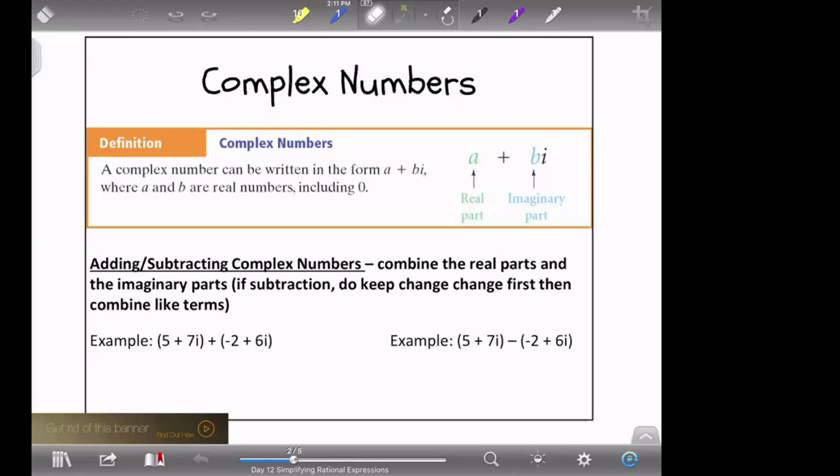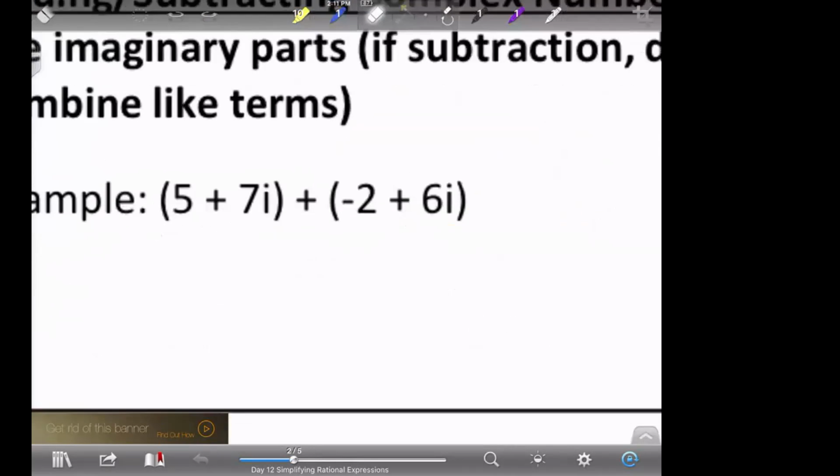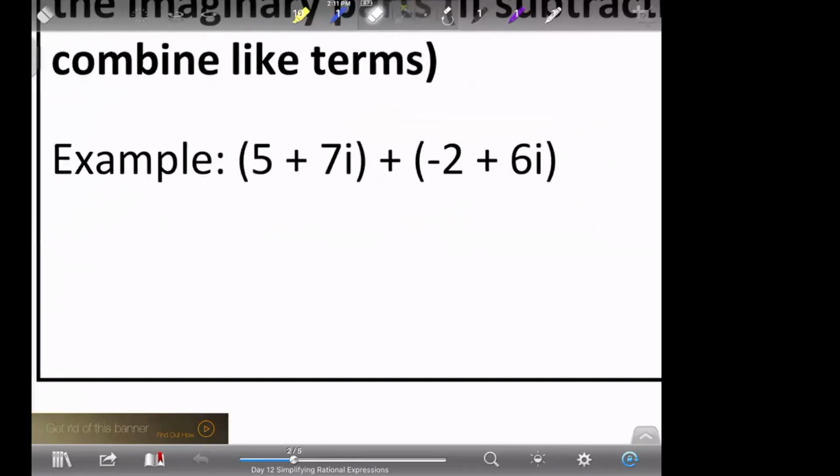So when we add and subtract complex numbers, we're going to combine the real parts with the real parts, the imaginary parts with the imaginary parts, just like you would if you were combining like terms. So for this first example here, we need to combine the real numbers together. So we're going to have 5 and -2. When we combine those, 5 minus 2 just gives us 3.